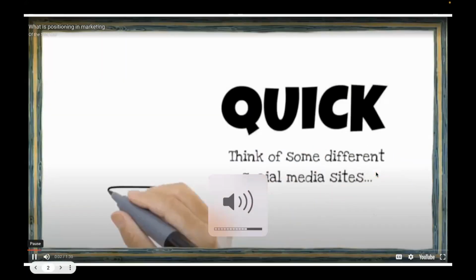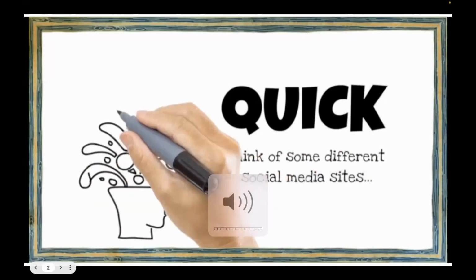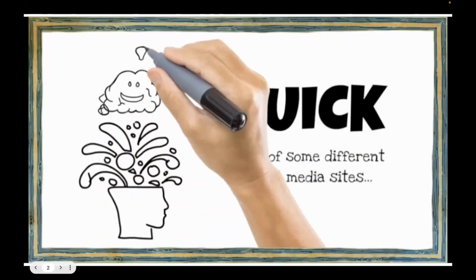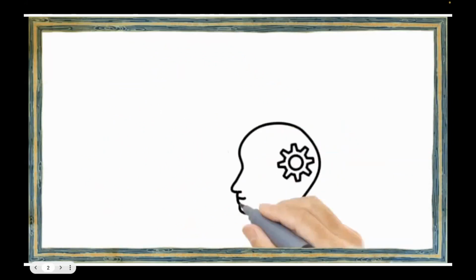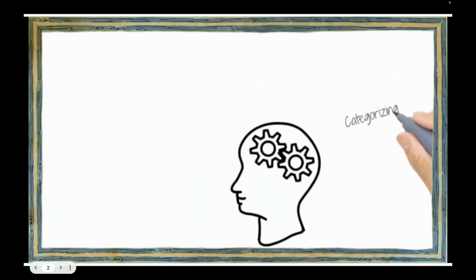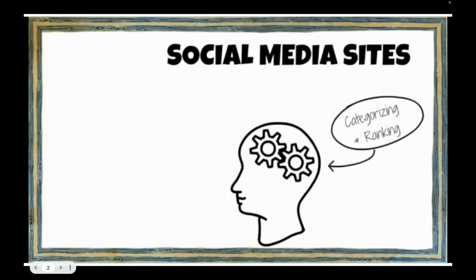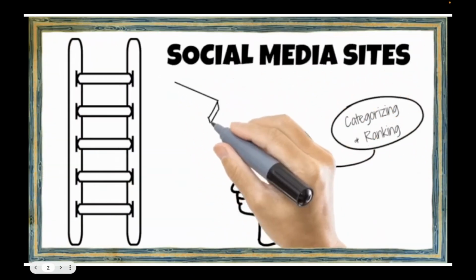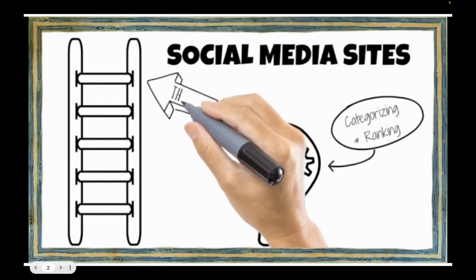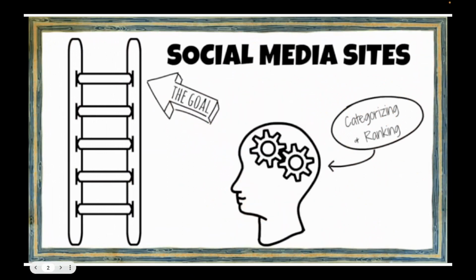Social media sites. Your brain will quickly spit back some names to you, and the order of those names matters. Your mind is always categorizing and ranking information. Social media sites is a category in most people's minds. You can think of that category as a ladder, and each rung represents a different brand in the category. The goal is to be at the top rung of the ladder so you can own the market share for your category. Most people would think of Facebook first, then maybe Twitter, Instagram, LinkedIn, and Pinterest.